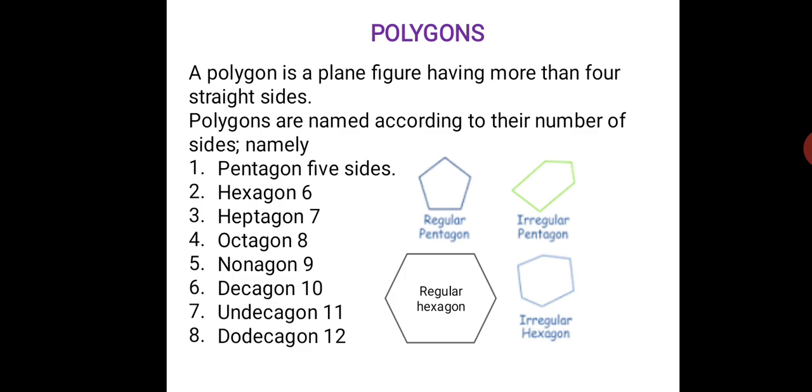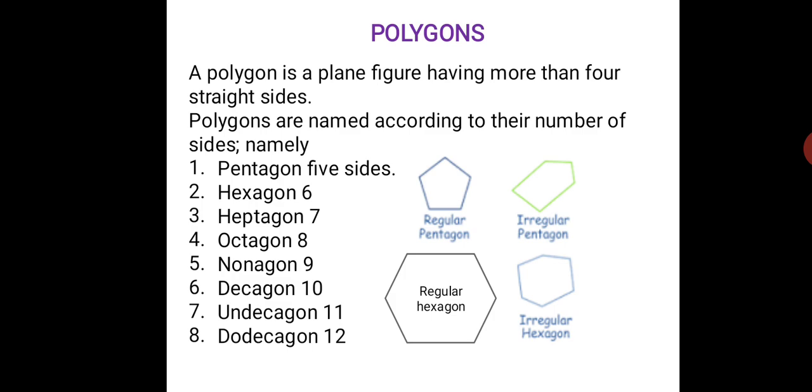So you have here pentagon 5 sides, hexagon 6, heptagon 7, octagon 8, nonagon 9, decagon 10, undecagon 11, dodecagon 12. These are types of polygon. Now when a polygon has equal sides, it is called regular polygon. When all the sides of polygon are equal, it is called regular polygon.